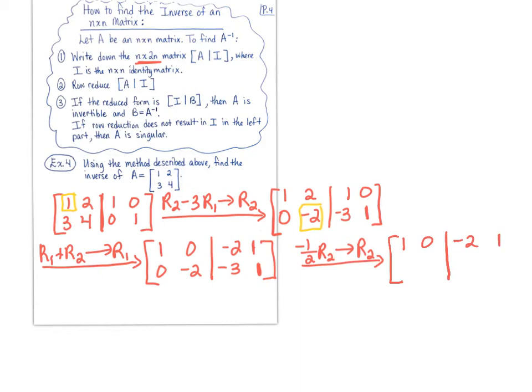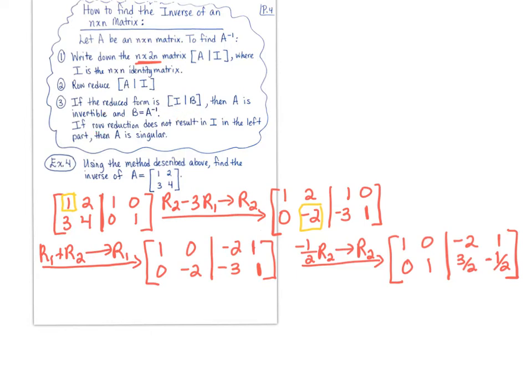Then what does row 2 become? You said 3 over 2 and then 1/2? Negative half, good. Negative half. You got it. Okay? So we've row reduced and we got our matrix in this form.